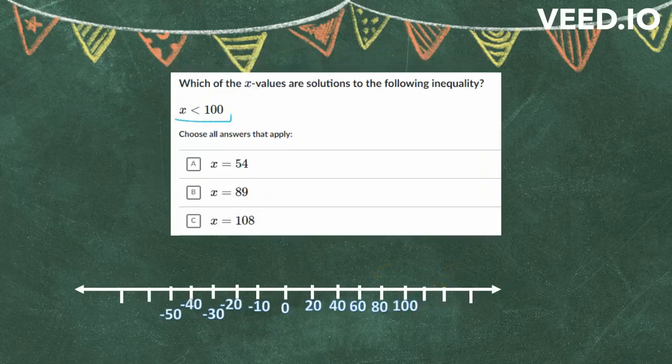x is less than 100 here. This is the inequality. From 100, 89 and 54 are the only two values which satisfy this condition. 108 doesn't, because it is greater than 100. Now from 100 we have to go all the way back indefinitely.